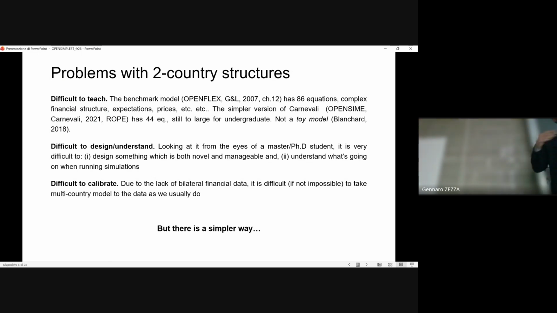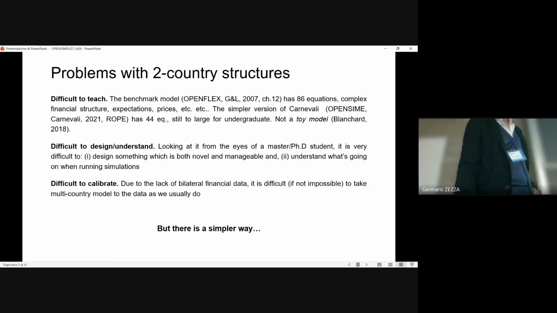In the same way, when the model is too complex, it's very difficult to understand what's going on. So you take a shot at simulating the model, you see some responses of some variables, but maybe there is some tricky stuff happening inside this very large black-box-ish model. And so it is not easy for someone outside of the literature to design, implement and understand what they're doing, especially at the master level.